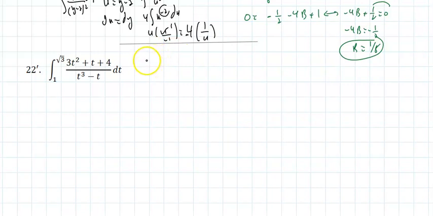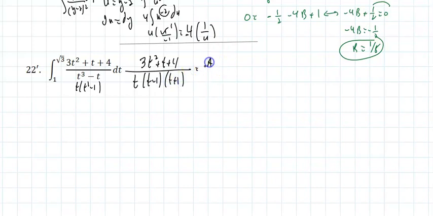that is really 3t squared plus t plus 4 divided by, if I factor a t, that's t into t squared minus 1, so that's t into t minus 1 into t plus 1. Basically a over t, b over t minus 1, c over t plus 1.